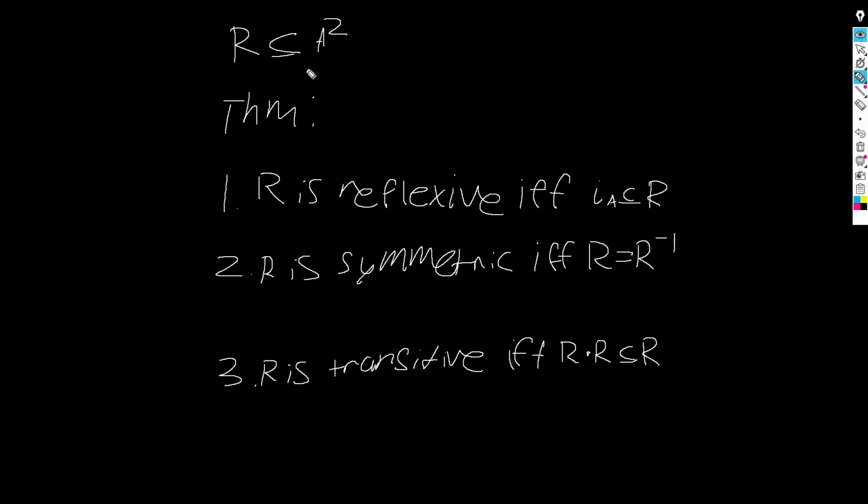If you let A be any set and R be any relation on that set, then this theorem states that first, R is reflexive if and only if the identity relation on A is a subset of R. Second, it says that R is symmetric if and only if R is equal to its inverse. And third, it says that R is transitive if and only if R after R is a subset of R.